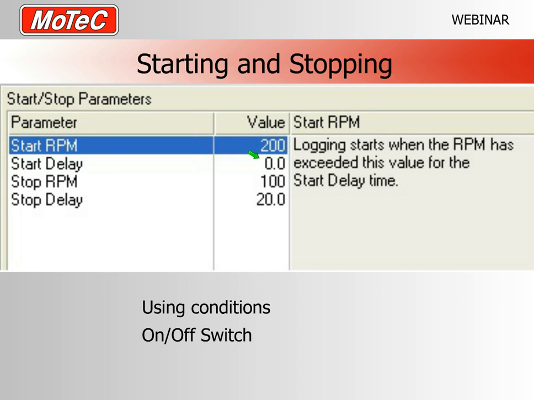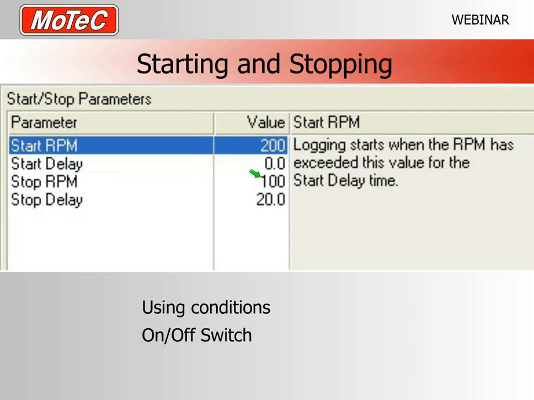So the start conditions here are twofold. The ECU has to be over 200 RPM and the start delay has to be past its number. So in this case here it's 0. So you could put a number of 20 in the start delay, and what that means is the engine has to be more than 200 RPM for 20 seconds before the logging will basically turn on. Now, similar conditions apply for the stopping of the logging. So in this case, the stop RPM is 100 and the stop delay is 20.